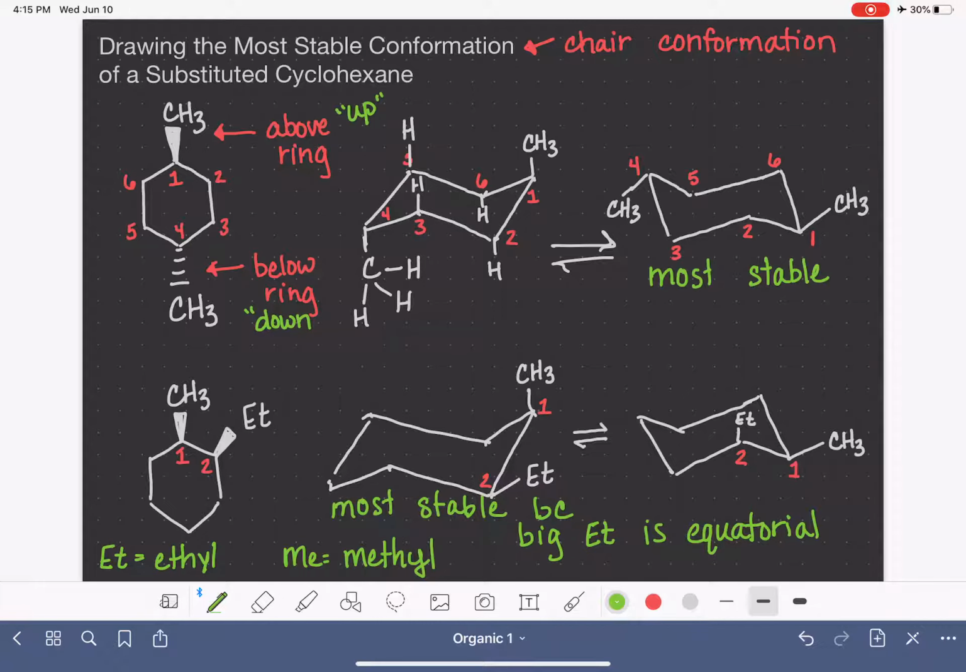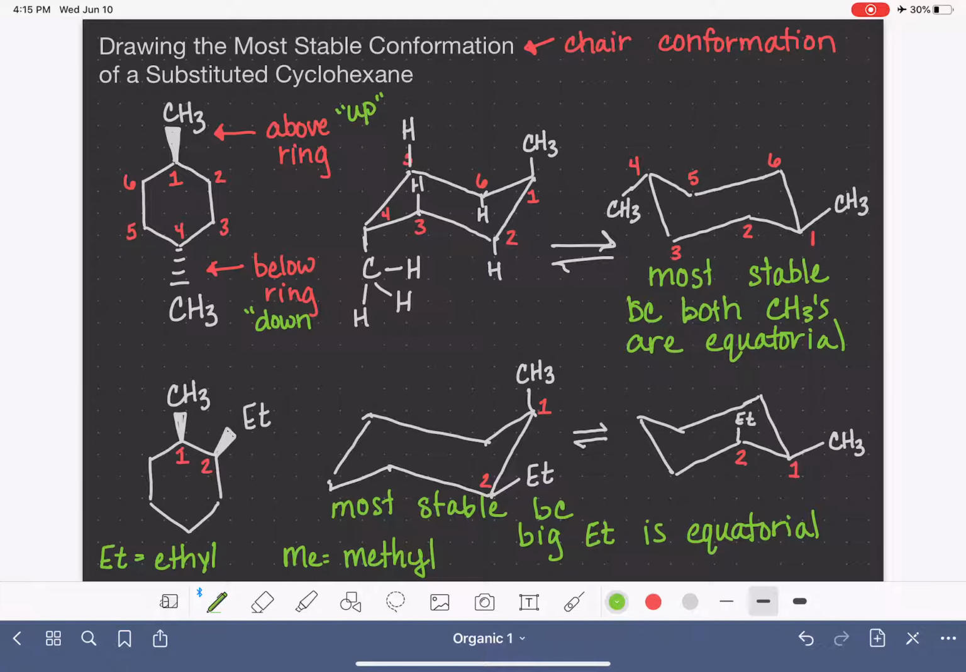And let's add that note up above. The first example we did was most stable because in this conformation, both of these substituents are in the equatorial position.